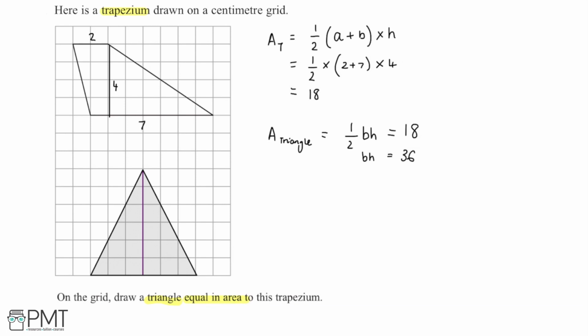The first mark's awarded for finding the area of the trapezium, and then the second is for a correctly drawn triangle.